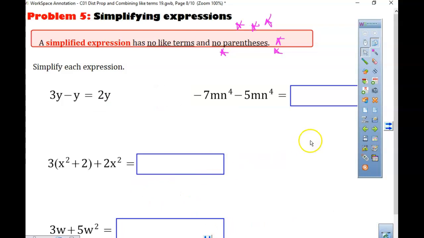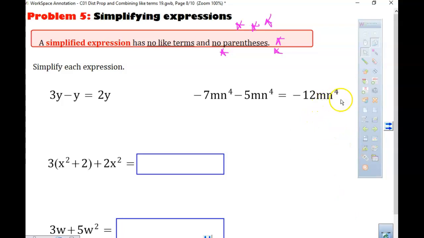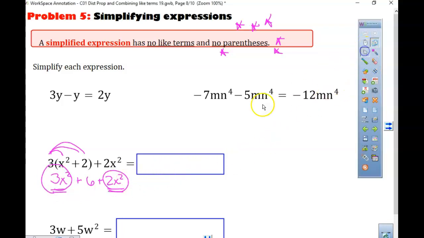The first one, 2y. The second one going across, -12 m and n to the 4th. When we take a look at this next one, if you've tried it, you have to distribute first. So we have 3x squared, 3 times x squared, plus 3 times 2, which gives us 6, plus 2x squared. Not all of these are like terms. These are my only 2 like terms. Sometimes I'll either circle or I might even highlight ones that look alike because I know I want to keep the plus 6 in my problem. And in this case, when I look at this answer, I have 5x squared plus 6.